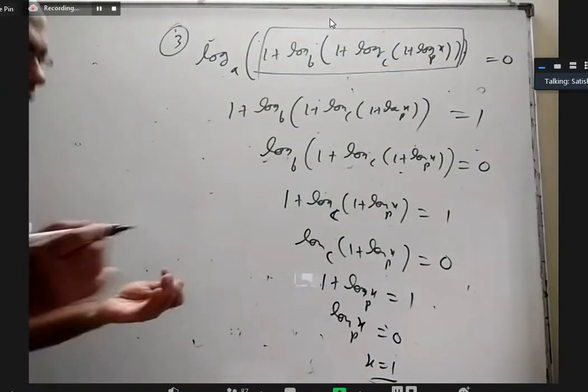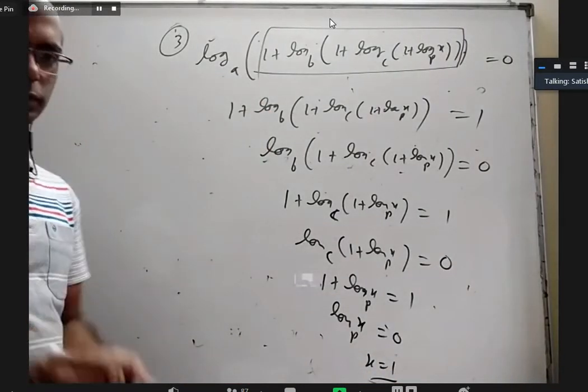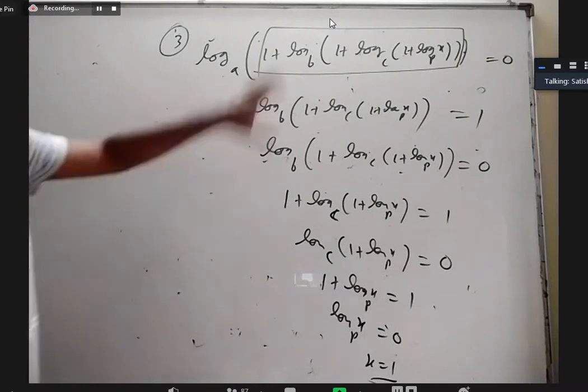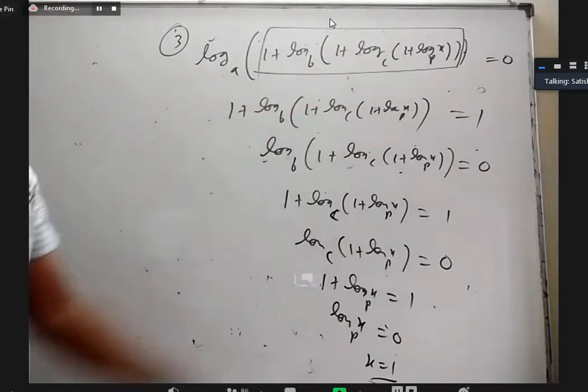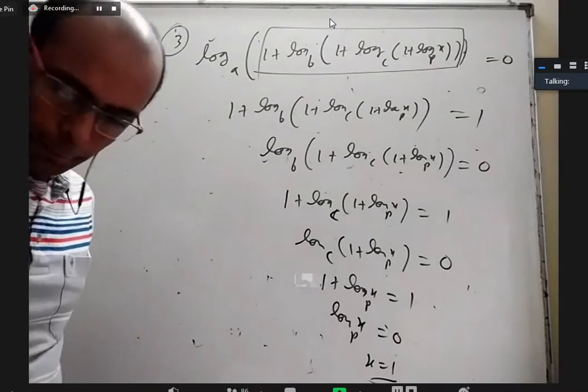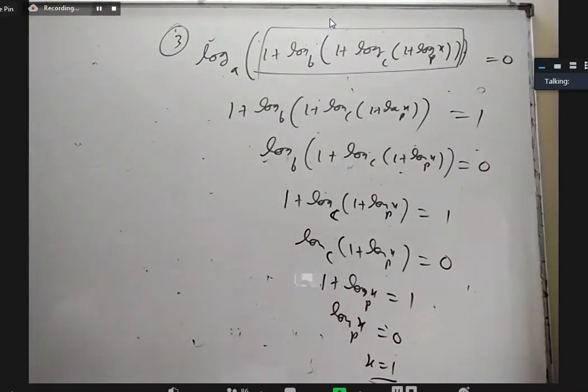Okay, so your understanding is easier, but if you want to write, you have to write the whole thing. Every time log of something is 0 means that inner part should be 1. That's all. That is the main part of this. What are A, B, C, P doesn't even matter.